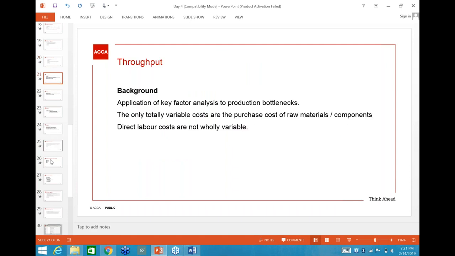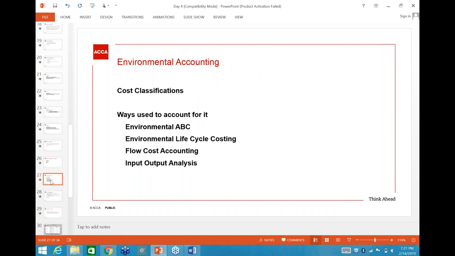So can you jump to environmental accounting? We'll close it off with throughput accounting. Cost classifications, there are several types of classifications of cost and environmental accounting. Just go through them. Ways used to account for it. This is the more common or mostly asked or touched on area connected to environmental costing or accounting. So there are four types: environmental activity based costing, life cycle costing, flow cost accounting, and input output analysis. Okay, right. So you have to have a brief idea on it.